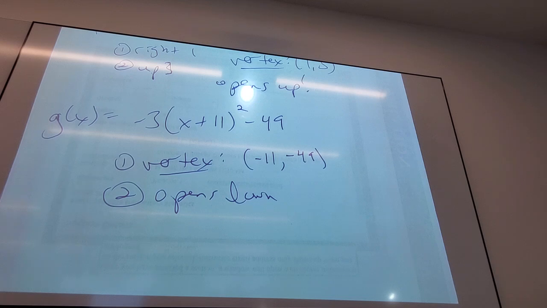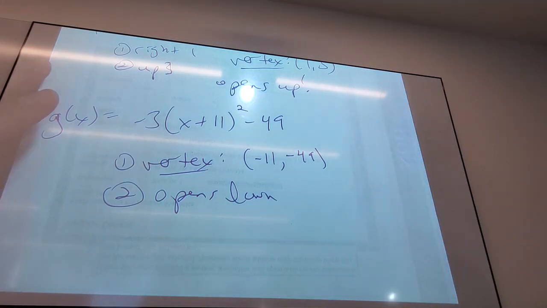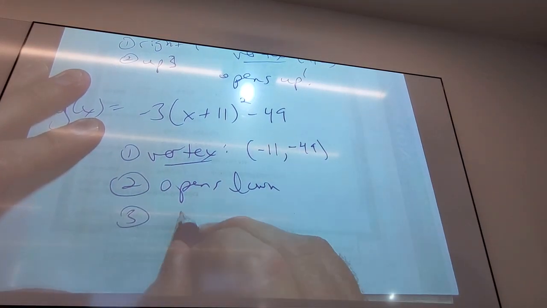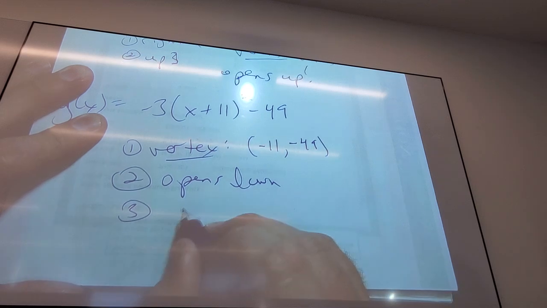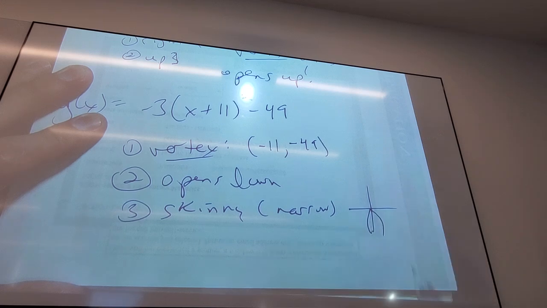Okay. Opens down, and you can say skinny, narrow, however you want to say that. It's going to be okay.